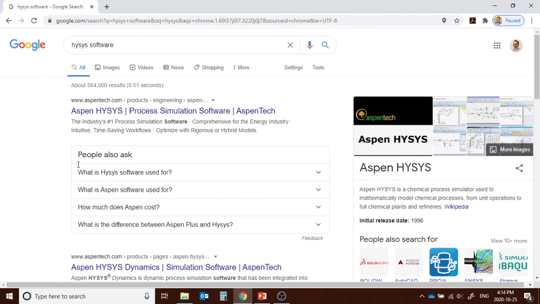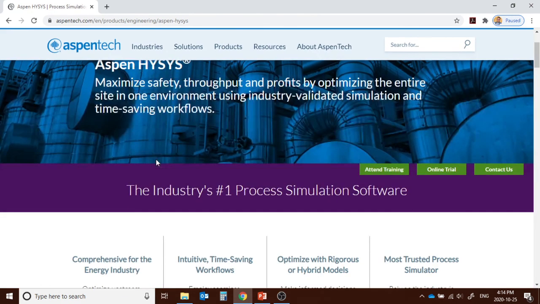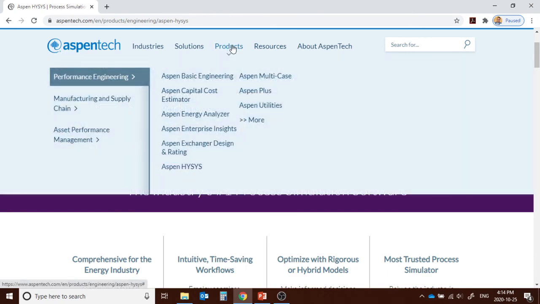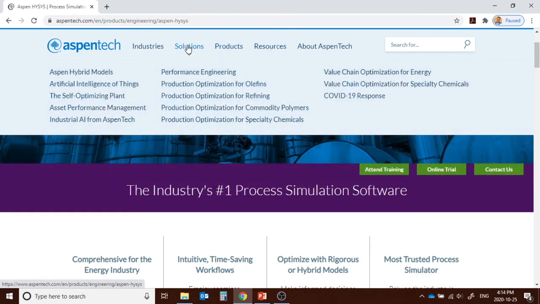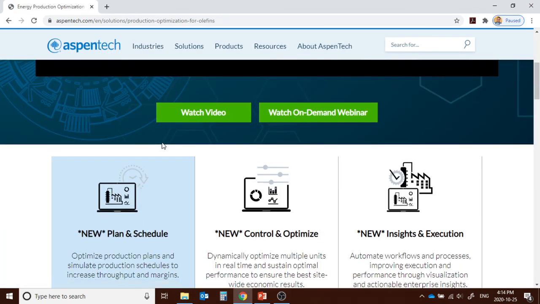Let me check on Google so I can show you. So this is the HYSYS software. Production optimization for the olefins, production optimization for the refinery. Let me check the olefins.